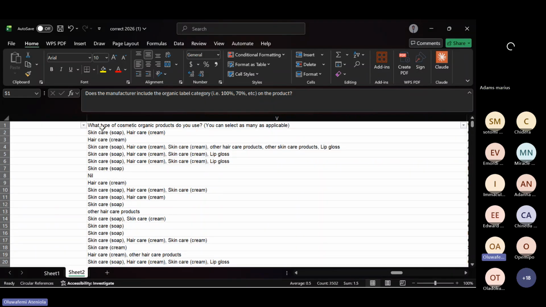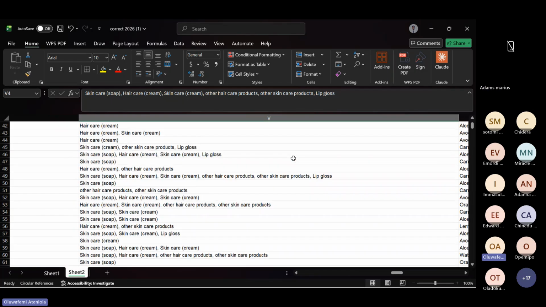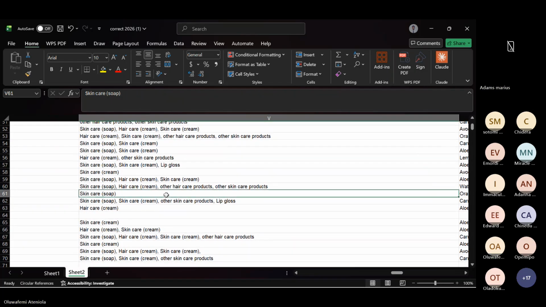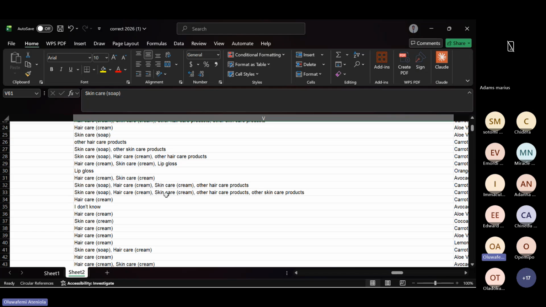So we have, what type of cosmetic organic products do you use? We might have to segment all of these, meaning we might have to break them down. Some said they see it in soap, cream, and I think, what are the options you have here? Skincare soap, hair care cream, hair care products, other care products, lip glosses. So we need to find a way to clean this. This is not in the right state. So first off, we might have to separate each and every one of them into distinct columns.